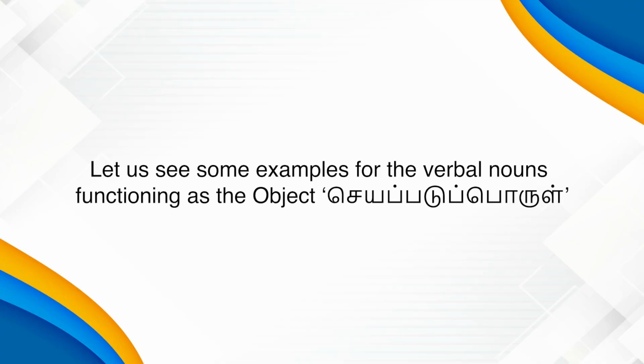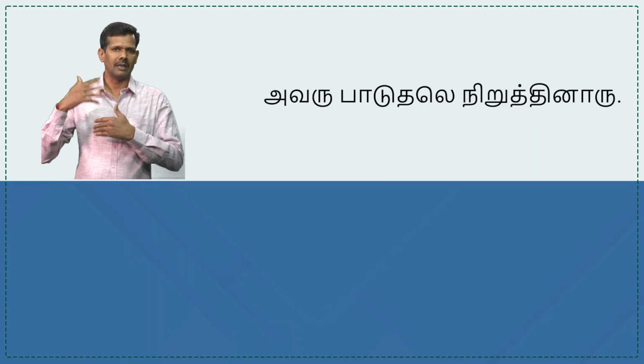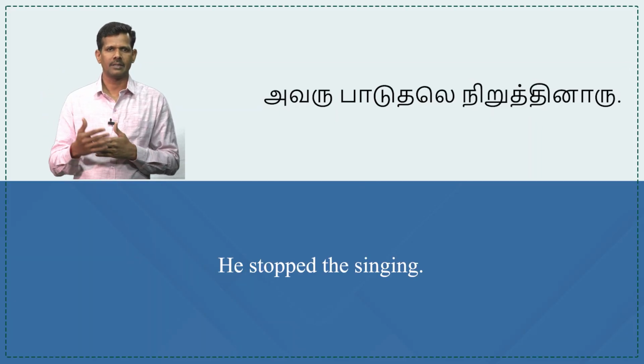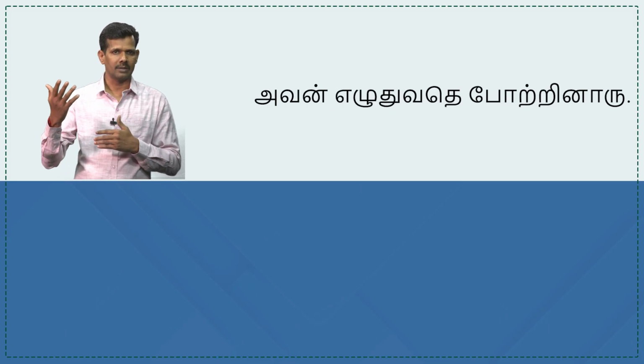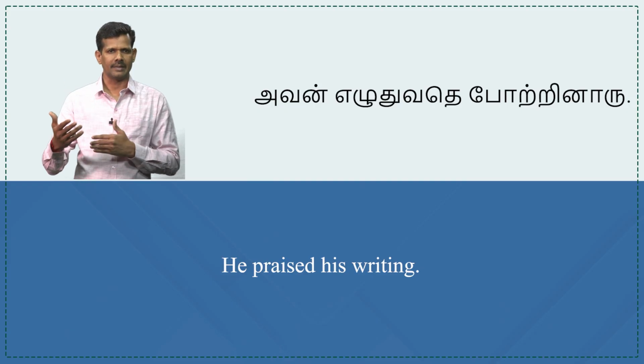Let us see some of the examples for the verbal nouns functioning as a object. Verbal noun can receive the action of the another verb. In this role, they often take the second case marker named accusative, which is a. அவரு பாடுதலே நிறுத்தினாரு, he stopped the singing. அவன் எழுதுவதே போற்றினாரு, he praised his writing.